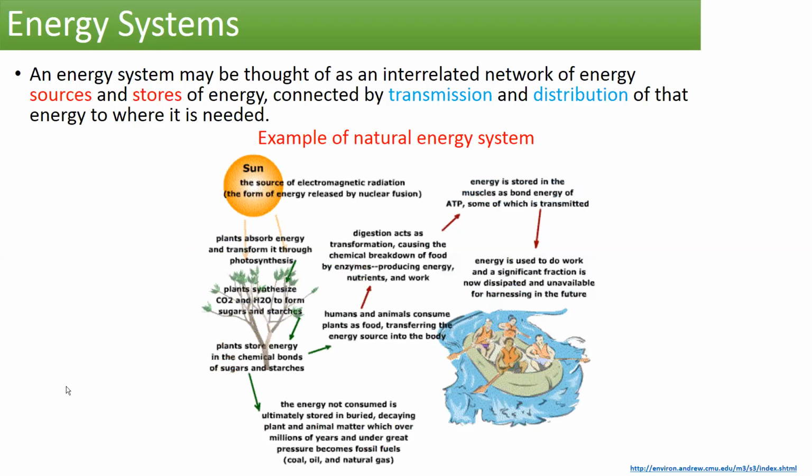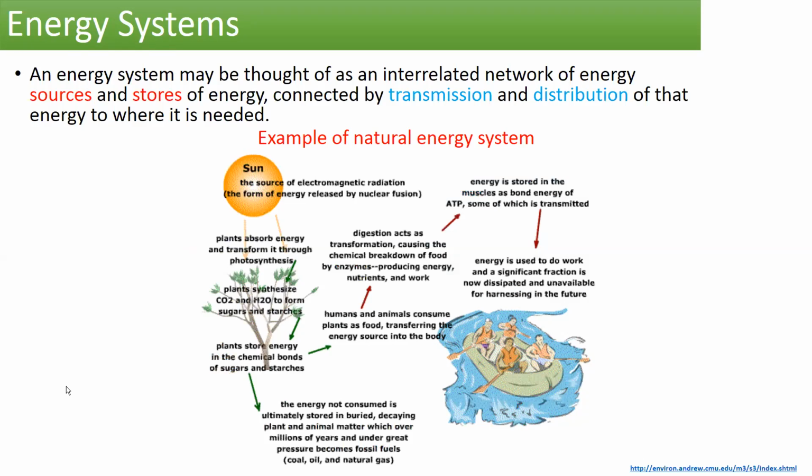But we live in a system. Anything that we do is part of a system, and energy is the same. When we talk about energy systems, we talk about different kinds of networks, interconnected and interrelated. And we have sources of energy in those. For example, what I'm showing you here is an example of a natural energy system. We start with the sun. The sun is the source of energy that we have here on Earth.